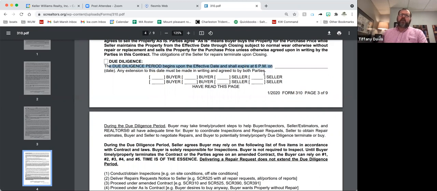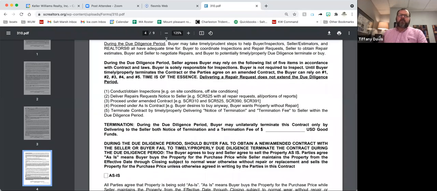On whatever date that you choose on here, and any extension to this date must be made in writing and agreed by both parties. During that due diligence period, you basically have your right. The buyer may take timely, prudent steps to inspect, get any estimates, do anything they want, and then negotiate during that time any repairs, if any, that the seller is willing to do, right?